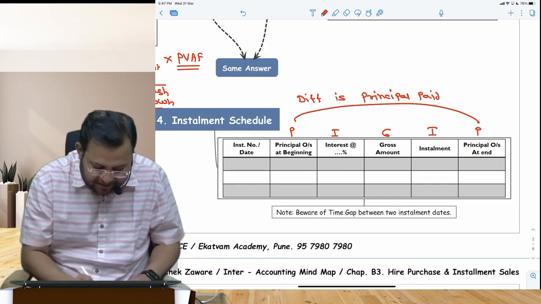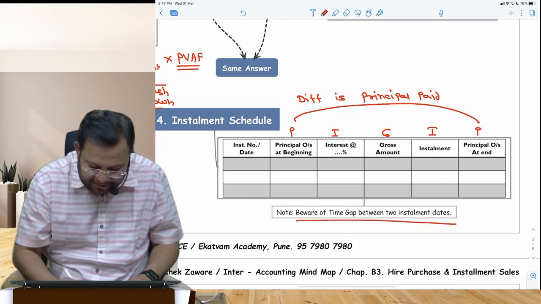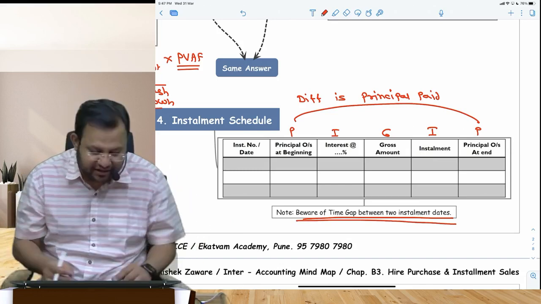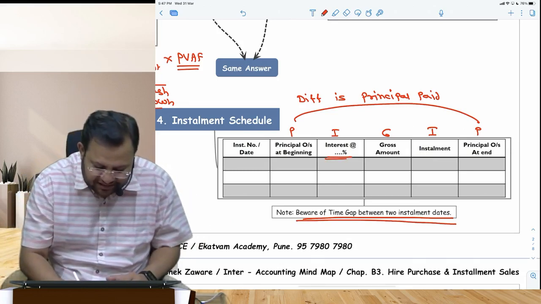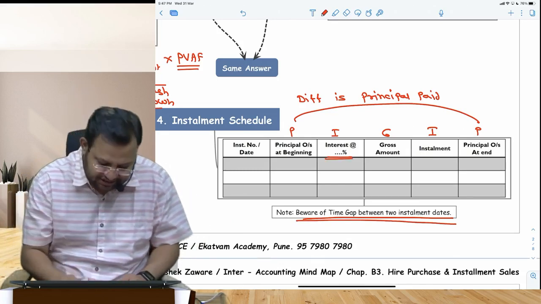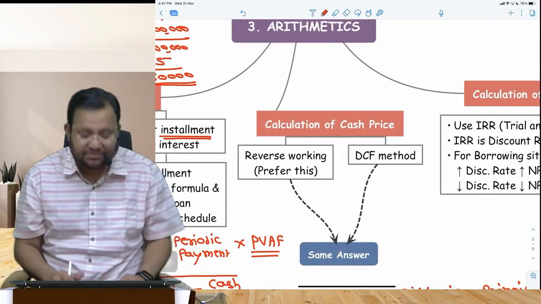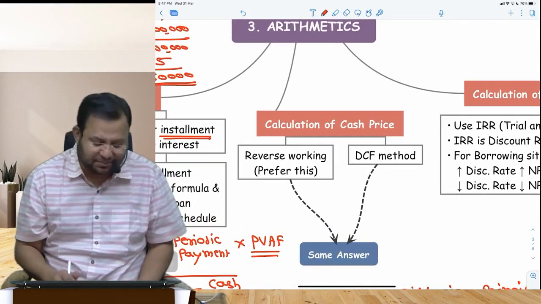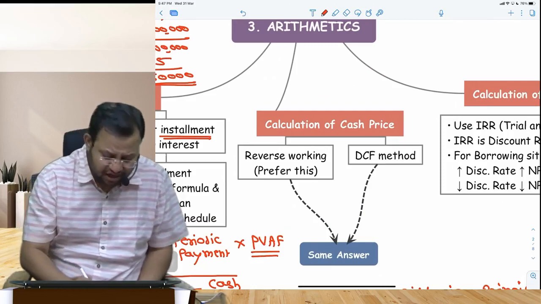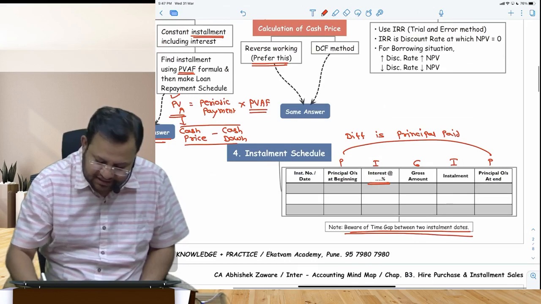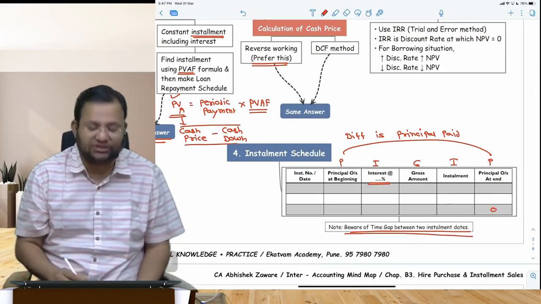So you should always be aware of the time gap between two installment dates. Time gap can be 6 months, can be a year. Accordingly, you should adjust interest calculations. Sometimes the examiner gives you the hire purchase price and you are required to calculate the cash price. There are two methods. I will always prefer reverse working. So in reverse working, we set 0 as the principal outstanding at the end.